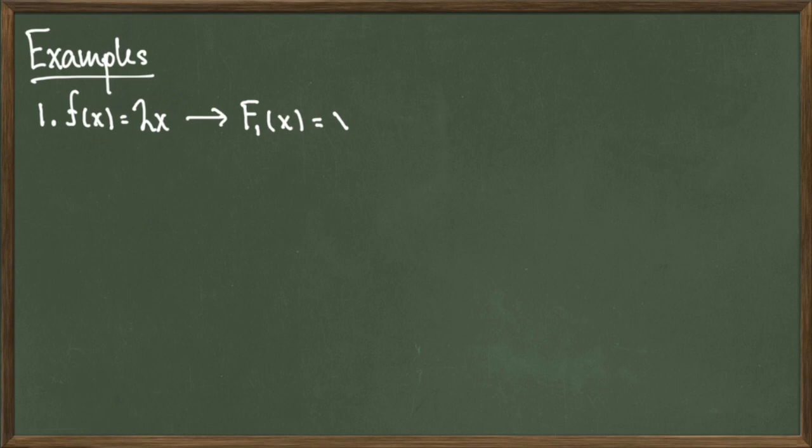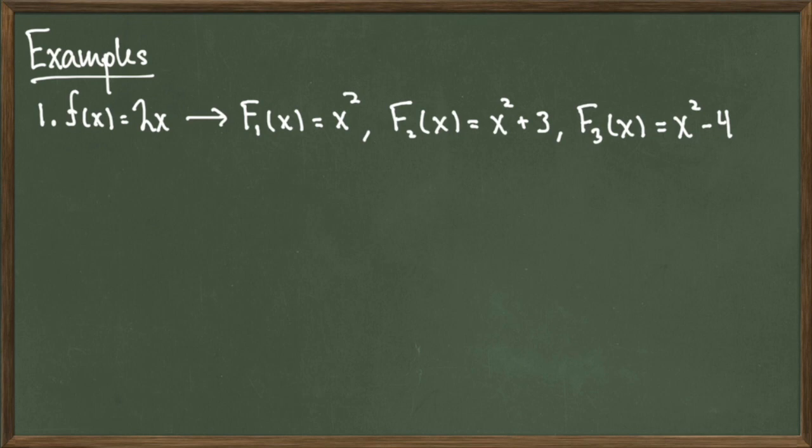Consider the function f of x equals 2x. Now I can define capital F1 of x as x squared. Certainly the derivative of x squared lands us at 2x, our original function. But that's just one possibility. If I define capital F2 of x as x squared plus 3 and capital F3 of x as x squared minus 4, it turns out that the derivatives of F2 and F3 also give us 2x, because the constant terms get killed off by the derivative.